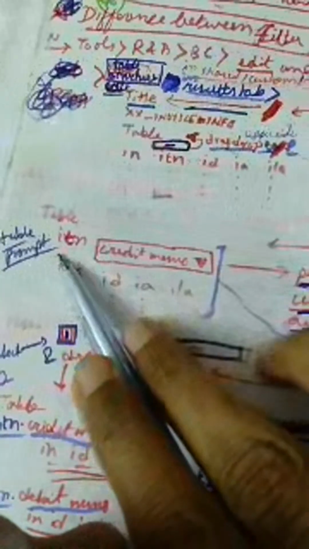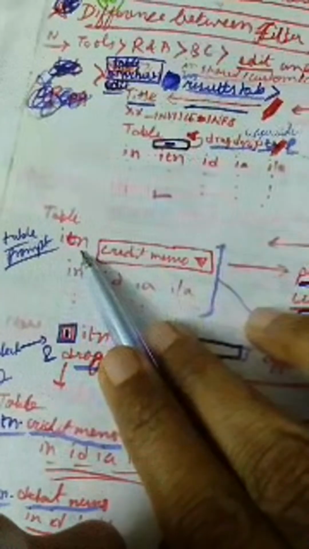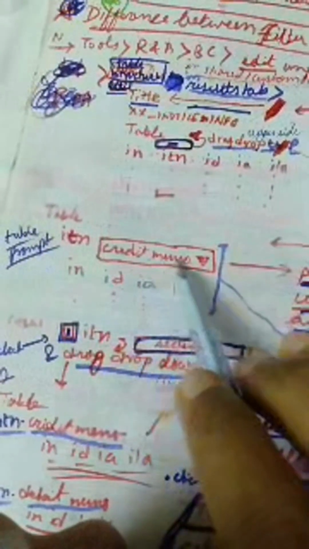So let's say I've taken invoice type name. Then above it, a small icon appears. We'll select it and drag and drop to the table area on the upper side, and the table prompt is created. Here the table prompt is created. Now how it is created: once you drag and drop in the table area, based on whichever column I've selected, like here it's invoice type name. So we have credit memo.